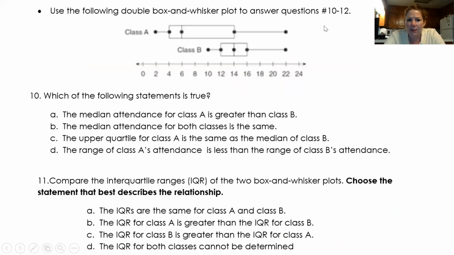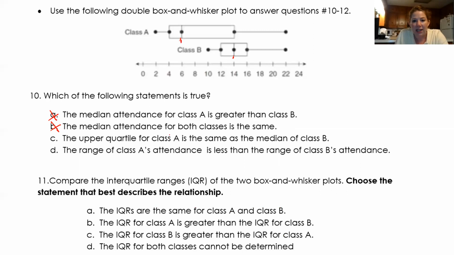All right, we have a double box and whisker plot here. So it looks like class A has lower scores or attendance, whatever this is about, than class B. So let's look at number 10. Which of the following statements is true? The median attendance for A is greater than the median of B. Well, the median of A is here, the median of B is here, so that is not true. The median attendance for both classes is the same? Well, that's not true. 6 and 14 is not the same number.